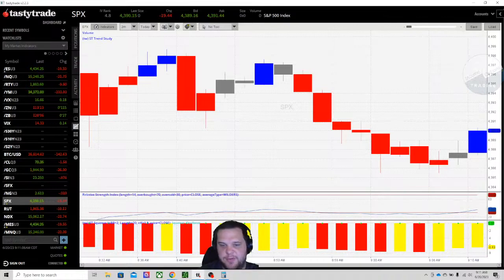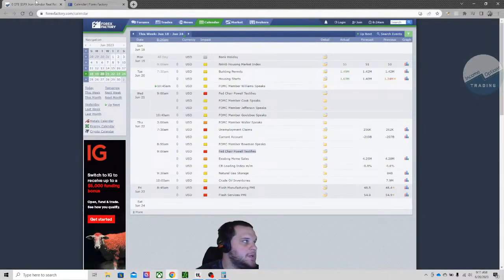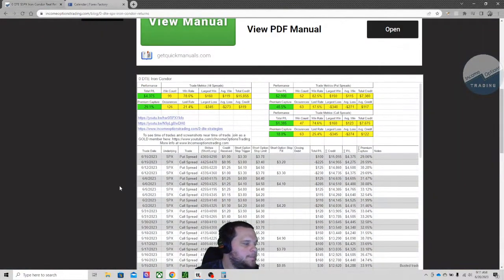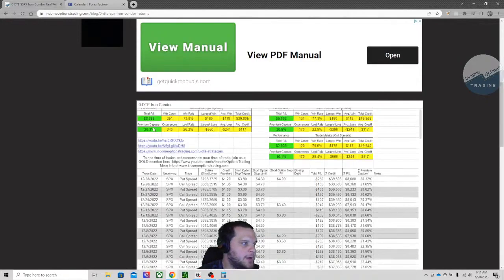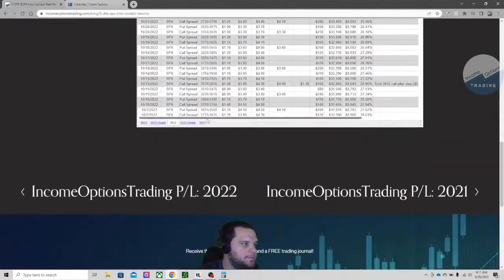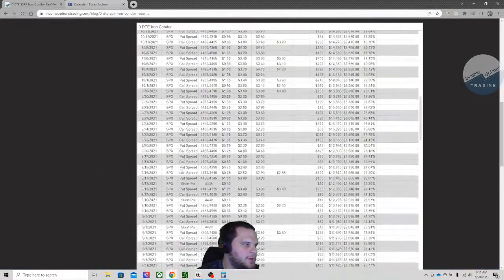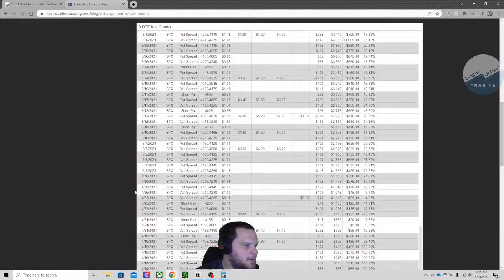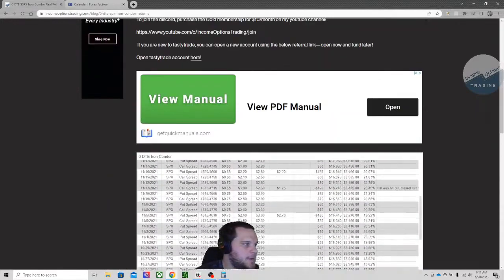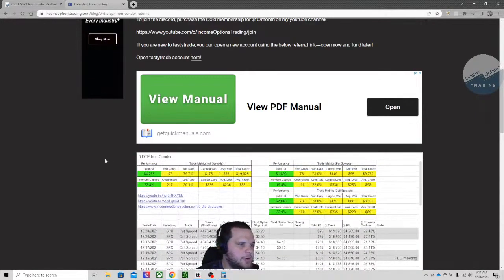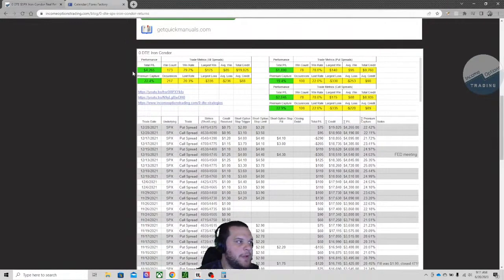How much money are you making with this strat? So on a one lot basis, as we can see here, one lot basis, I'm up $4,400 this year. Last year I made $8,000. And in 2021, which just started I think in April. Yeah, April 14th is when I started doing this. Oh, $4,000. So this is on a one lot per basis.